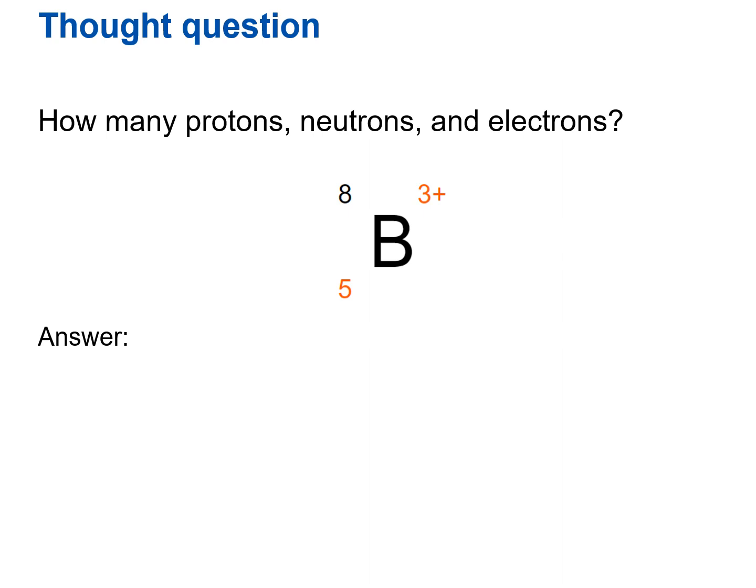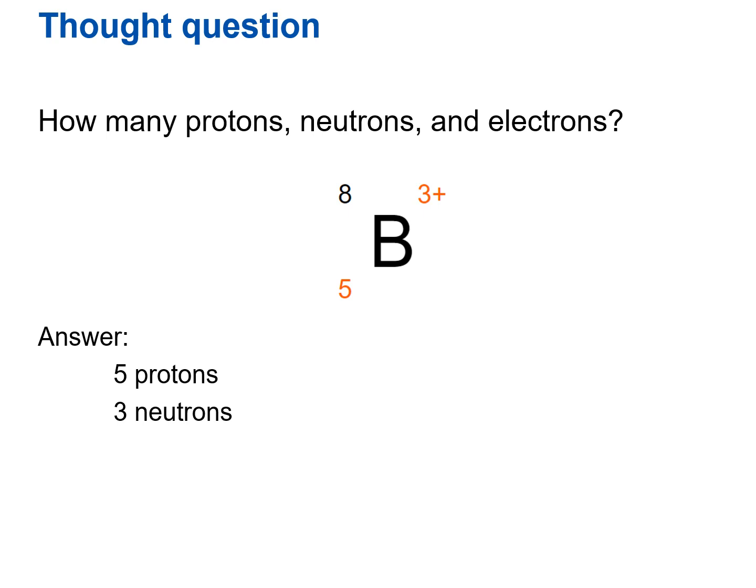Okay, here's a symbol. How many protons, how many neutrons, how many electrons? It is boron, and we go to the lower left hand to find the atomic number that boron always has, 5, and that tells us how many protons there are. Now we want to know how many neutrons. So we go to the upper left hand, and we see it has a mass of 8, and that's the total number of protons and neutrons. Out of that 8, we already have 5 protons, so 8 minus 5 gives us 3 neutrons.